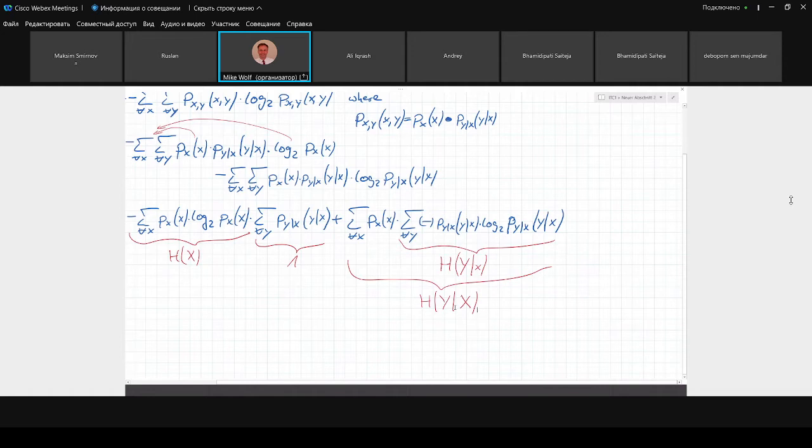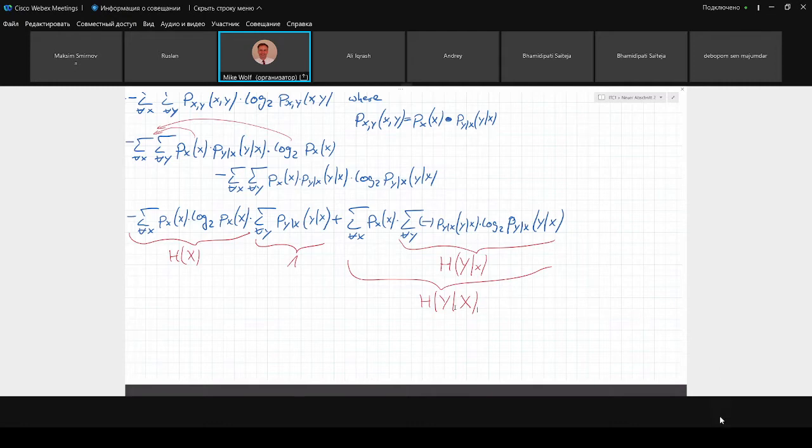Of course, we could do the same and say, okay, the joint entropy is of course the same as h of y plus h of x given y, but this is not so surprising. Yeah? So this is what I wanted to show.